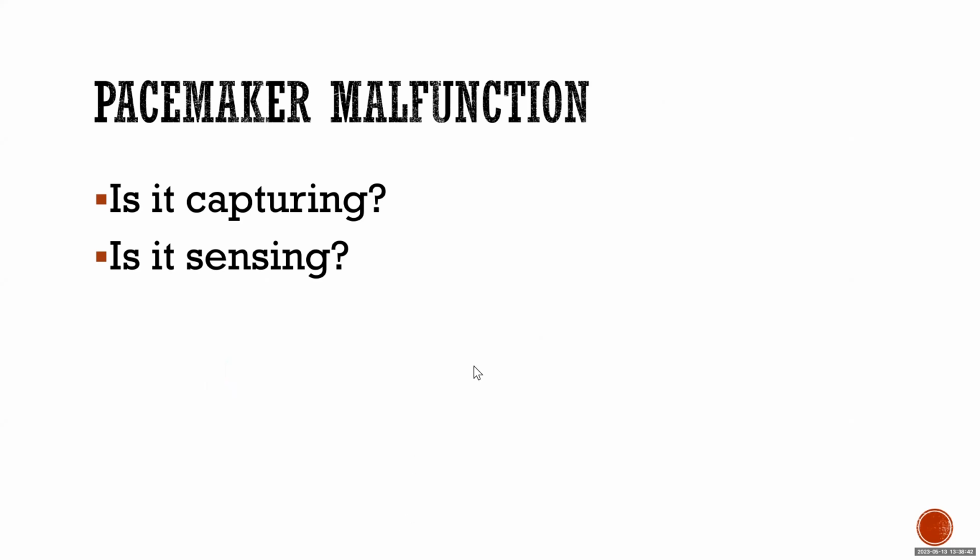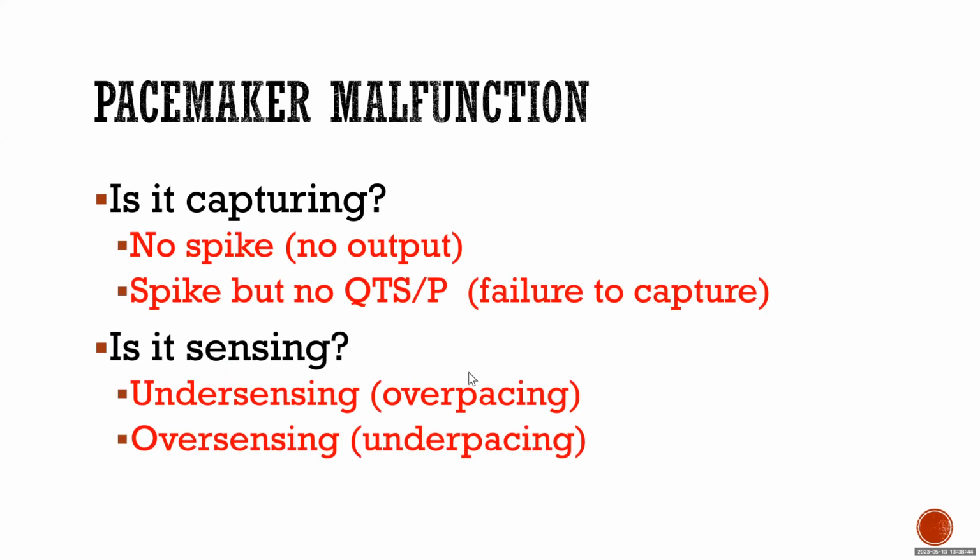So, is it capturing? If the answer is no, then you go to the next level, which is, are there spikes? Meaning, is there a spike and no QRS, or is there no spike at all? If there's no spike, it means the device is not even trying to pace. This will help you in step 3, knowing what the problem is. If there's a spike but no QRS in cases of ventricular pacing, or no P in cases of atrial pacing, it's just failure to capture. The device is actually trying to pace, but failing to capture.